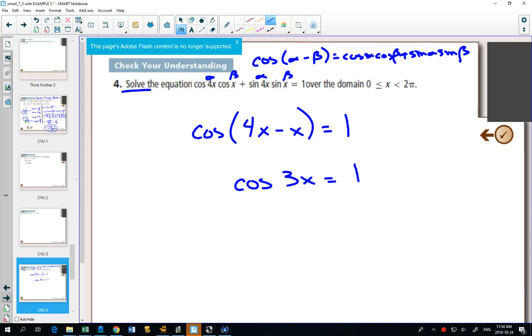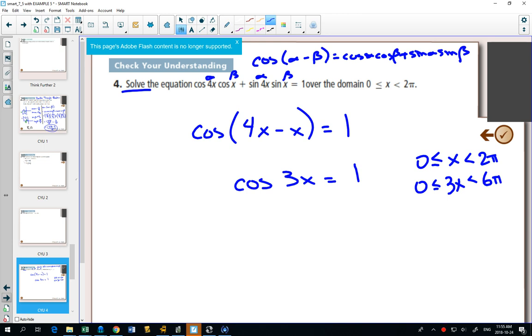It's a multi-revolution question. So if you can recognize this as a multi-revolution question, now we can solve it like we solved multi-revolution questions. We called these multi-revolution questions because the 3 inside made it act like it was going 3 times around the circle. Because if our normal domain was between 0 and 2 pi, 3x would be between 0 and 6 pi, which is 3 times around.